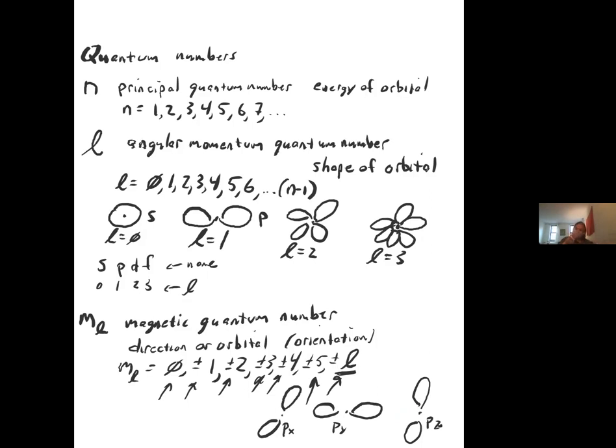So there's your first 3 quantum numbers. Energy is N. Shape is L. Direction is M sub L. And they follow these mathematical rules. But there's one more quantum number that we need to be familiar with, and that one is M sub S. So this is your 4th quantum number. This one is called the magnetic spin quantum number.